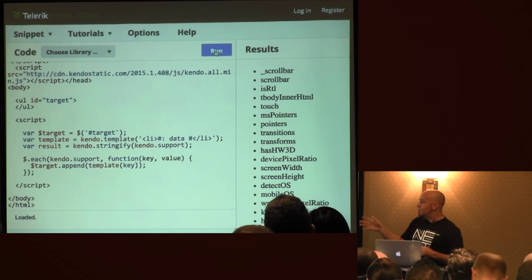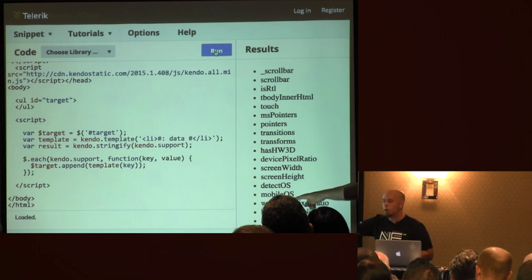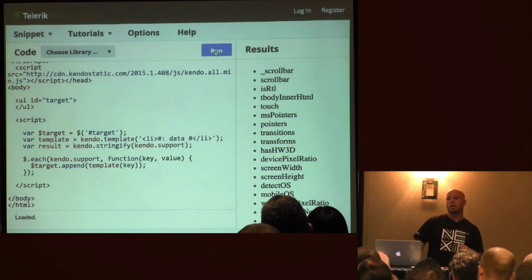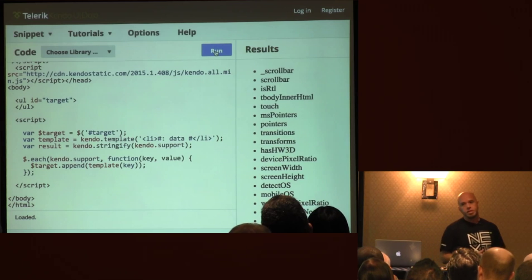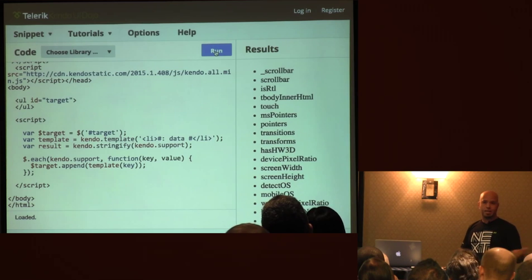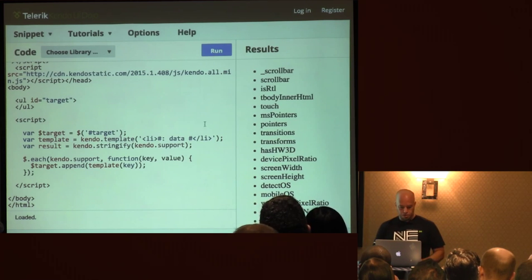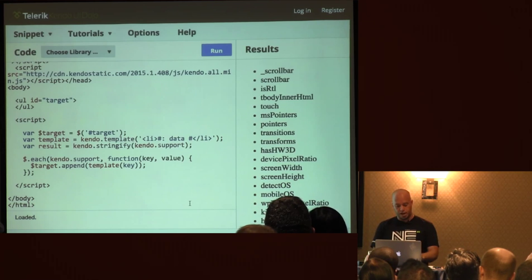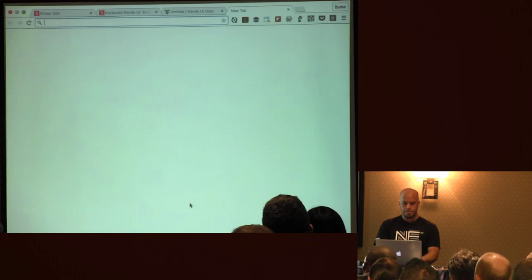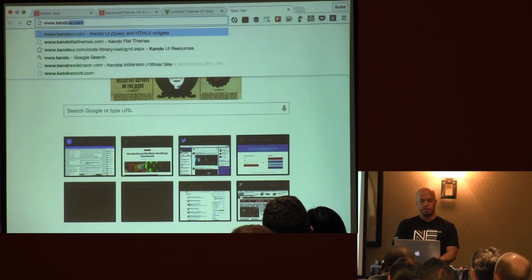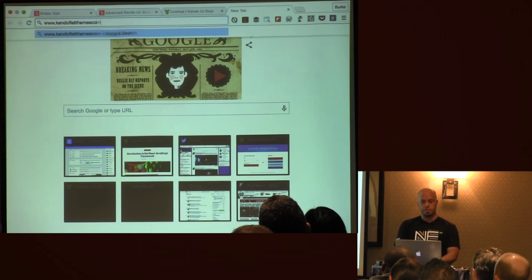But the ones that I really like, and the one that I use a lot, is this mobile OS support. The reason why is because sometimes in your web applications you'll want to know, am I on a mobile device? Am I on a desktop? Because I may want to do things a little bit differently. And so let me show you first a real live example of that. So I'm going to jump over here. Let's do a new tab. And let's go to kendoflatthemes.com.